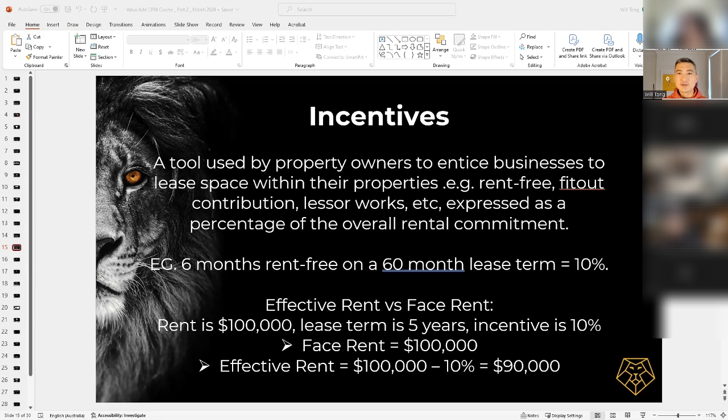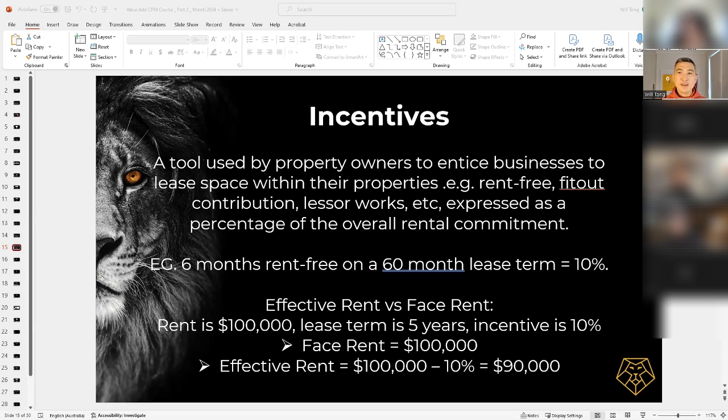And that's usually expressed as a percentage of the overall rental commitment. So let's say, for example, you've done a deal with a tenant, you've given them 6 months rent-free, and they've committed to a 60-month lease term, then that's a 10% incentive. Make sense? Likewise, if a tenant committed to a 60-month lease term, but you've only given them 3 months rent-free, then that's 3 divided by 60, that's a 5% incentive.